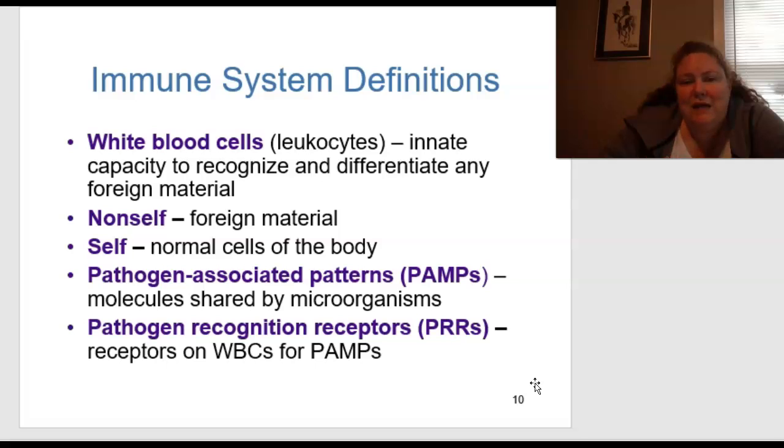We also have non-self, and this is going to be the actual foreign material itself. Then you have self, and this is the normal cells of your body that are supposed to be there. Then you also have pathogen-associated molecular patterns, or PAMPs, and these are molecules that are shared by microorganisms. And then you also have pattern recognition receptors, or PRRs, and these are receptors on the white blood cells for those pathogen-associated patterns.